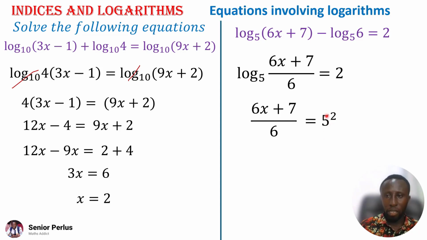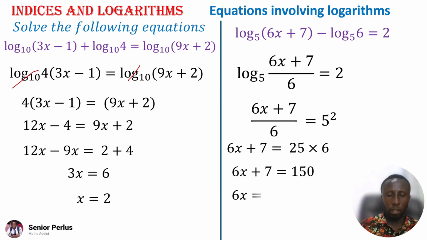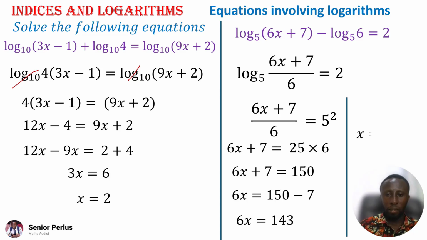Then I just do cross multiplication. 6 times 25 is 150. We are solving for s. Divide both sides by 6. Therefore, our answer is this. That's our answer under the equation involving logarithm.